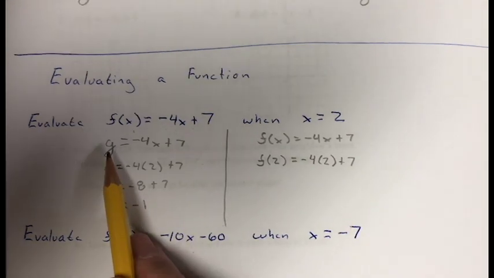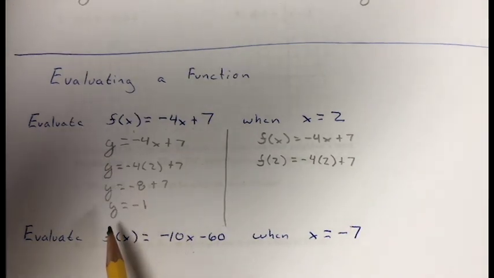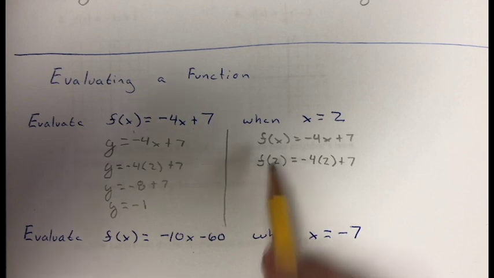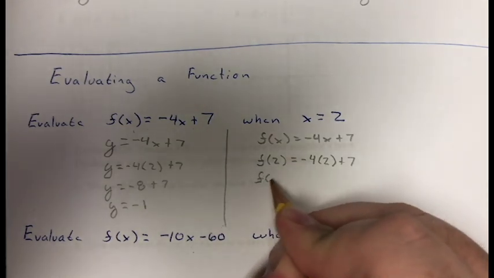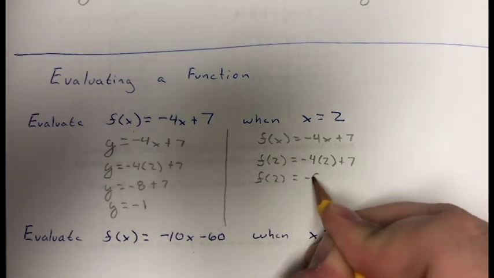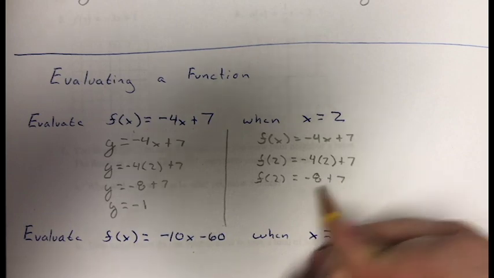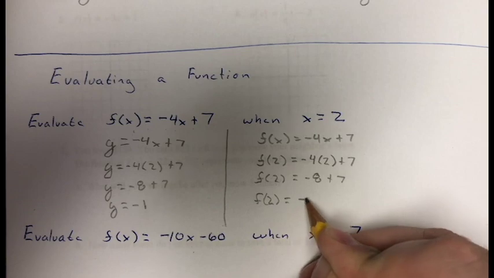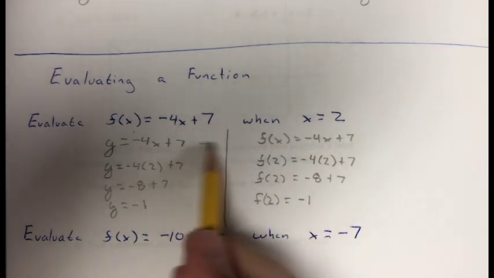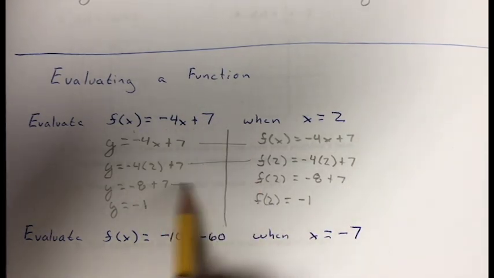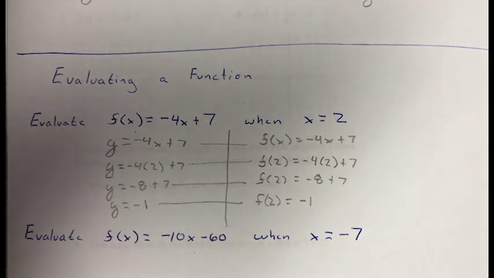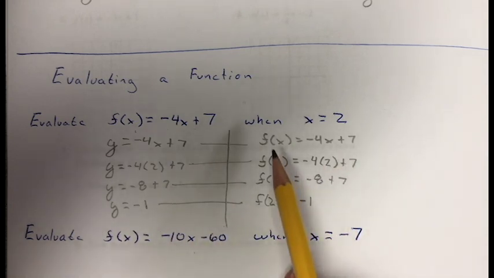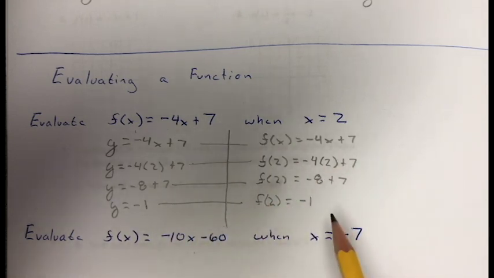Now notice that I just kept bringing my y down. I'm literally going to do the same thing here. I'm going to say f of 2 is equal to negative 8 plus 7. And then I'm going to say f of 2 is equal to negative 1. Notice how literally they are the same exact thing. The only difference is instead of having a y here, I'm actually having my f of x in there. I'm having my function notation.